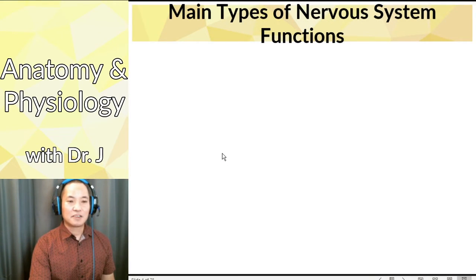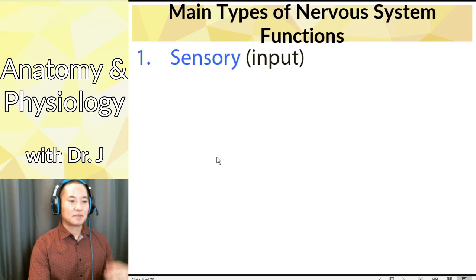Now, what is the nervous system? What does the nervous system do? Why do we have it? Why is it so important? Well, here are the main categories of the functions of the nervous system. So you have sensory functions. Basically, if you know things like tech or computer science, this is your input.